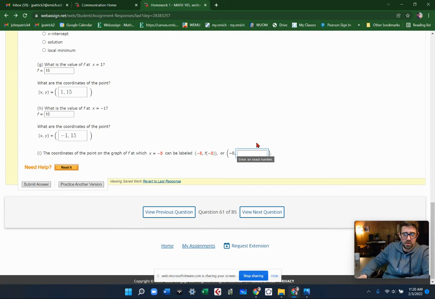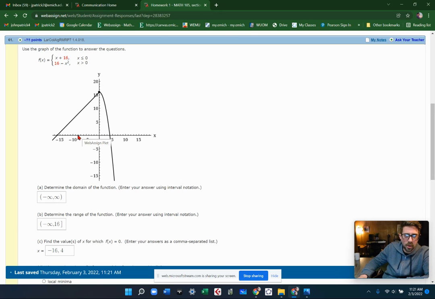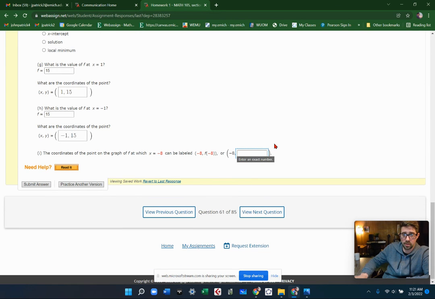This is a little confusingly worded, but the coordinates of the point on the graph of f at which x equals negative 8 can be labeled negative 8 comma f of negative 8, or negative 8 comma whatever it actually is. And it sure looks like 8, but we don't just have to trust our eyes. When x is less than 0, it's defined as this line x plus 16. So negative 8 plus 16 is 8, right? We're just plugging negative 8 into the definition. So it is 8.